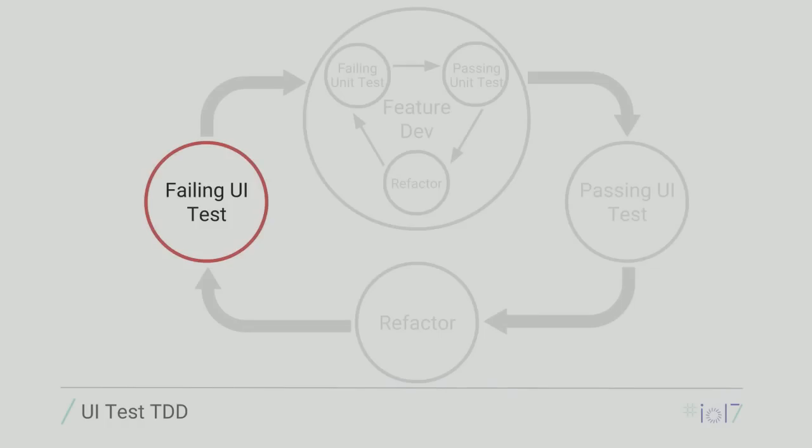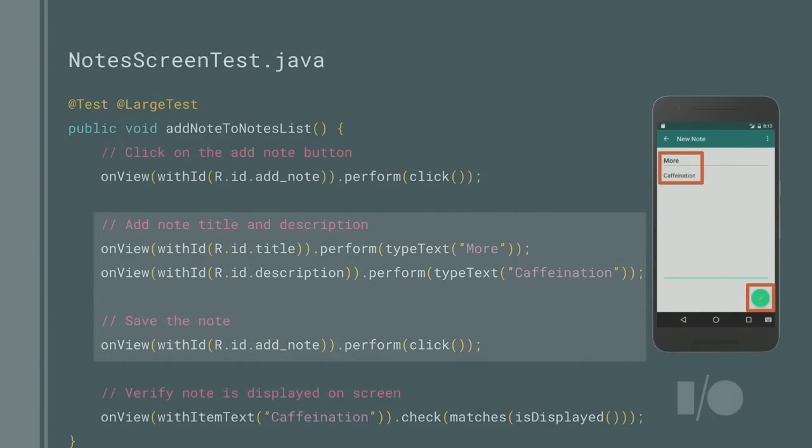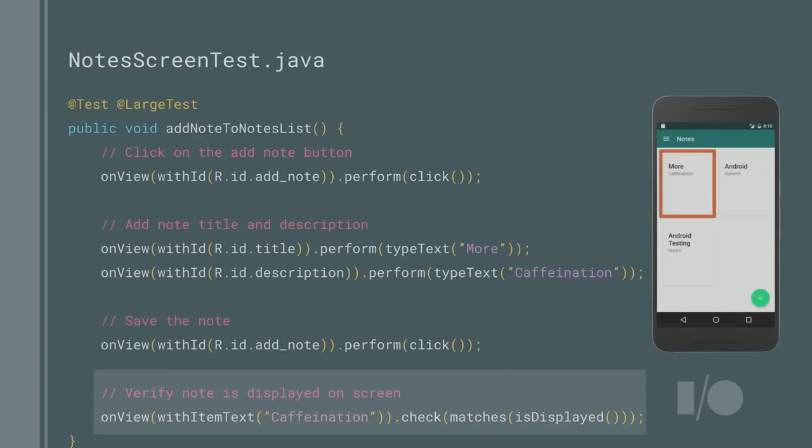So coming back to our workflow for a moment, remember that we start with a failing UI test. So let's take a look at how this test would look using Espresso, the UI testing framework. The first step is to click on the Add Note button. Then we enter the title and description and click Save before returning to the Notes list screen. And here we're going to verify that the note that we just added actually shows up.